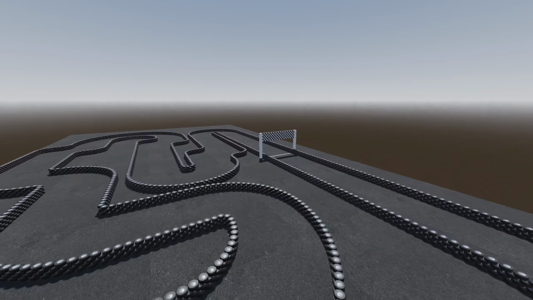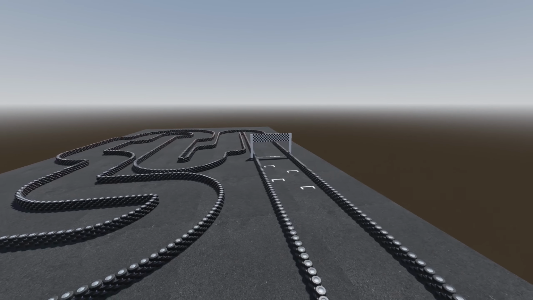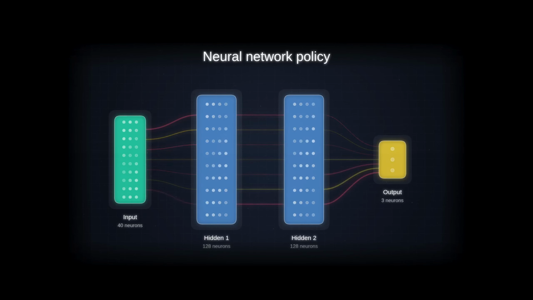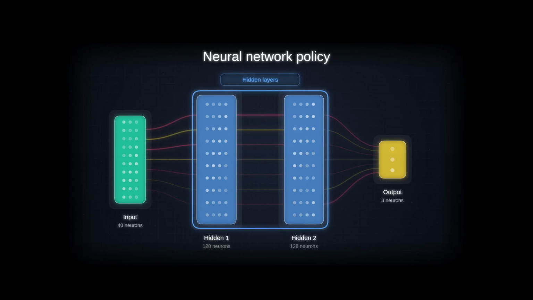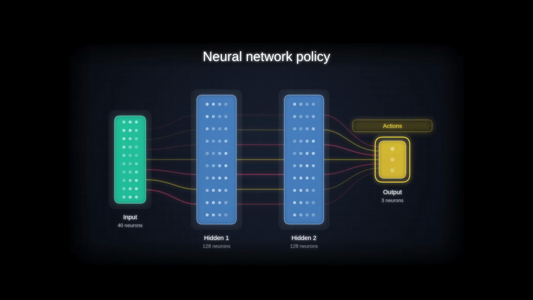Now that we have our agent and the environment it will operate in, let's define the rest of the elements. To begin with, we need to define the model in the form of a neural network. The neurons in the input layer receive values representing the agent's observations, which I'll explain in a moment. This information is then processed through the hidden layers until it reaches the output layer. Each neuron in the output layer corresponds to a specific action.